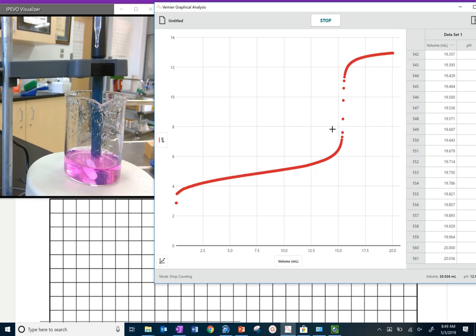And I'll be honest, I looked away for a minute. I missed the moment when it changed, so I'm not sure which of those drops caused it, but I'm going to go back and look at the video too. So I've got the drops shut off. I'm going to stop collecting data on my graph. And so I've got this nice curve.